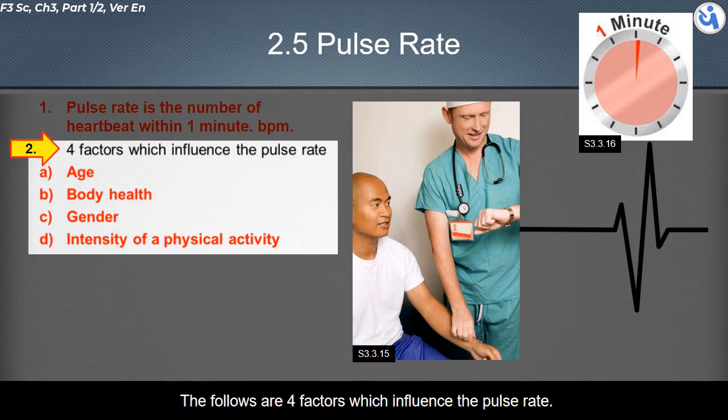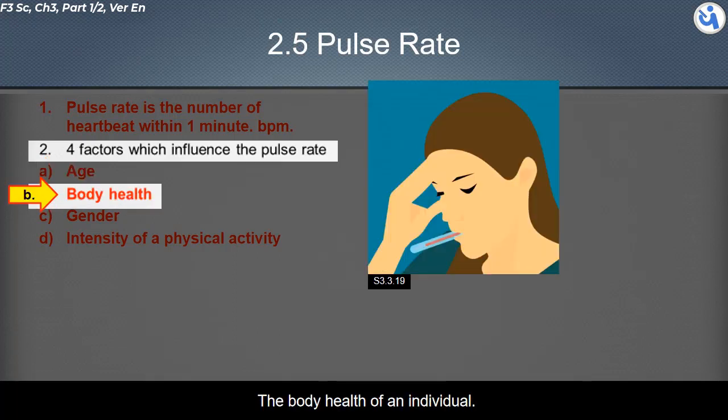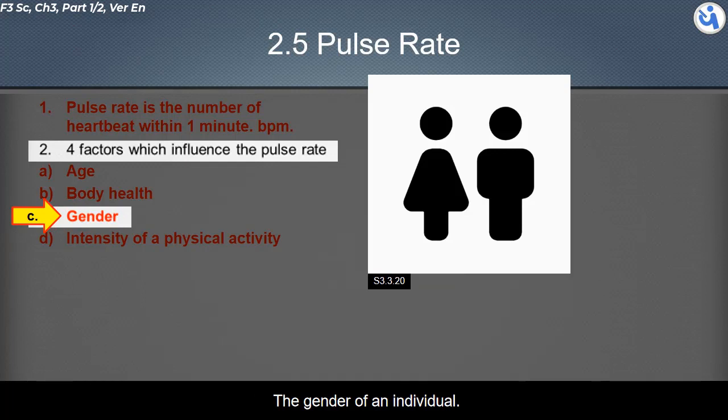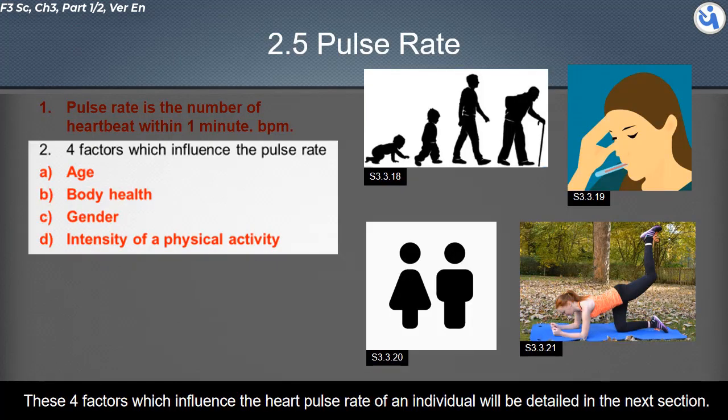The following are 4 factors which influence the pulse rate. The age of an individual. The body health of an individual. The gender of an individual. The intensity of a physical activity which is executed by an individual. These 4 factors, which influence the heart pulse rate of an individual, will be detailed in the next section.